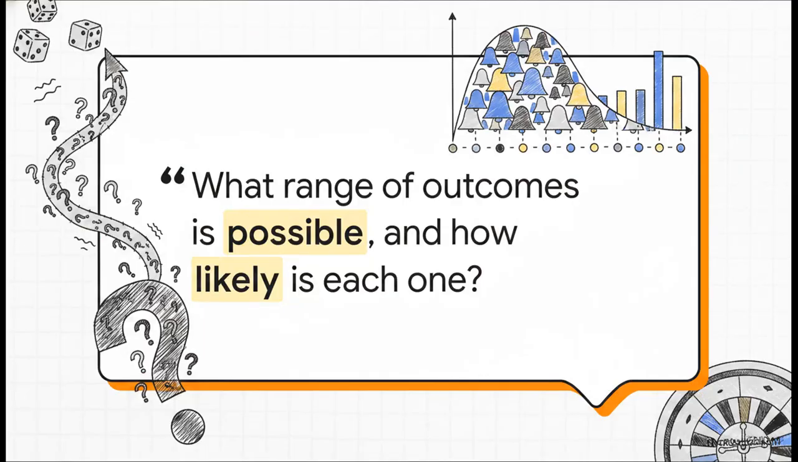Instead of demanding a single, impossible answer, Monte Carlo asks a much better, much deeper question. What range of outcomes is possible, and how likely is each one? That one single shift in perspective changes absolutely everything about how we assess risk. It moves us away from blind guessing and right into computed probabilities.